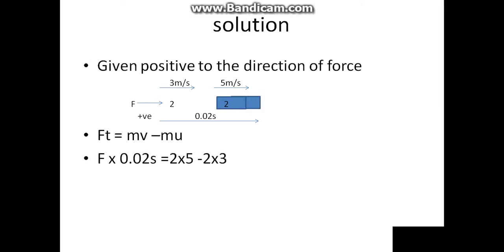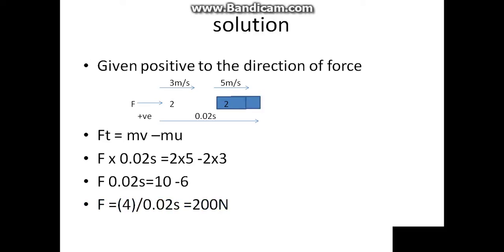F, that is the force, times time, which is 0.02 seconds, is equal to mass, which is 2, times final velocity, which is 5 meters per second, minus mass, which is 2, times initial velocity u, which is 3. Then we have F times 0.02 seconds is equal to 10 minus 6. Making F the subject of the formula, we have 4 over 0.02 seconds, which gives us 200 Newton.